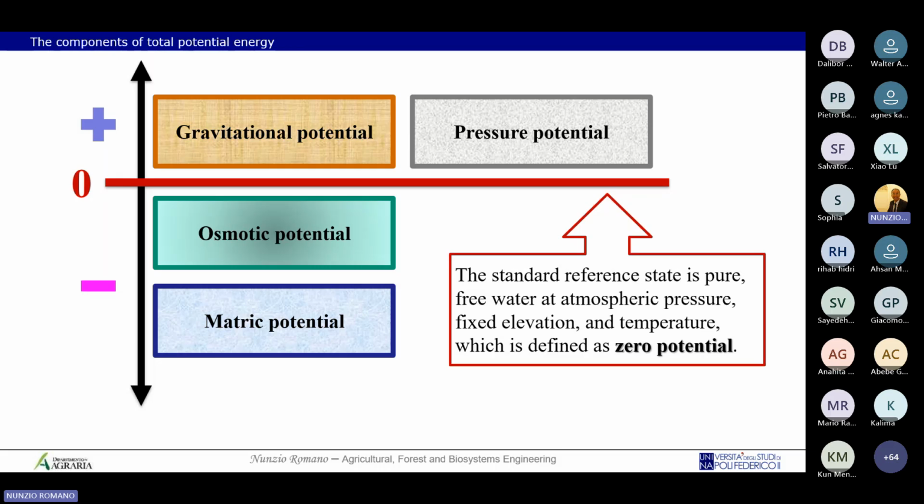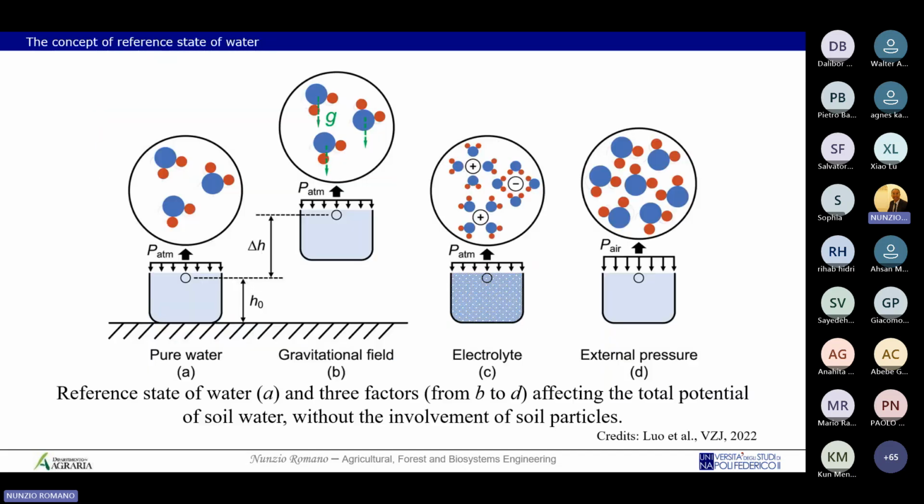But it's important that we consider the reference state as pure free water, and this is assumed as the zero potential. So with respect to this definition, this zero potential, we have the gravitational potential and the pressure potential are positive, and the osmotic and the matric potential are negative. But this is only a sort of introduction, but I'm sure that we will discuss this later and hope things will be clear on those definitions.